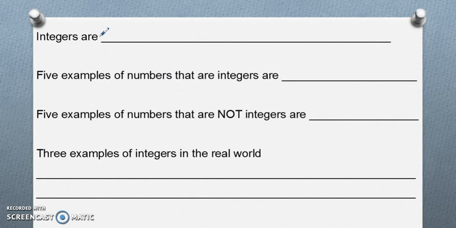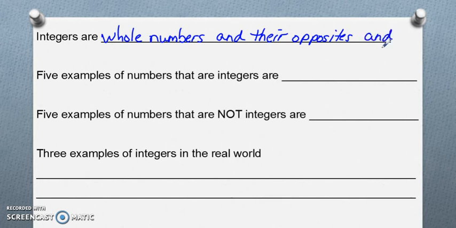Finally, integers. Integers are whole numbers and their opposites. And we also include 0. The whole number 2 is an integer. The opposite of 2 is -2. That is also an integer.